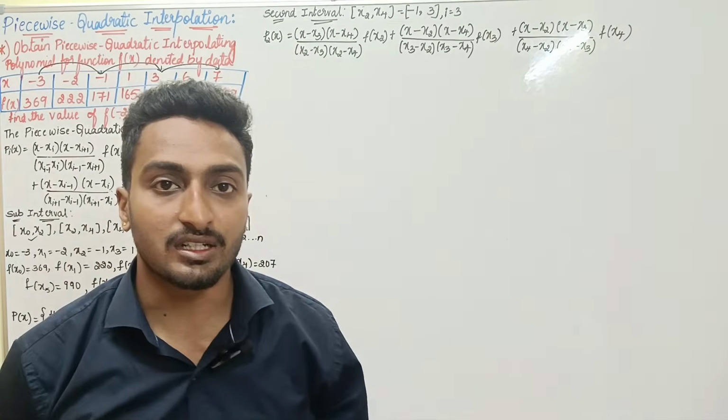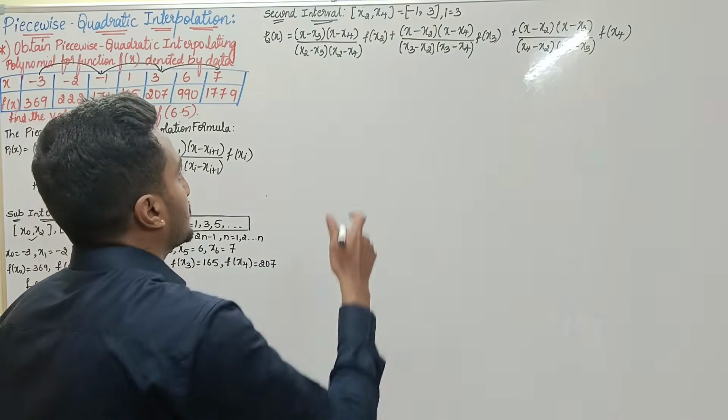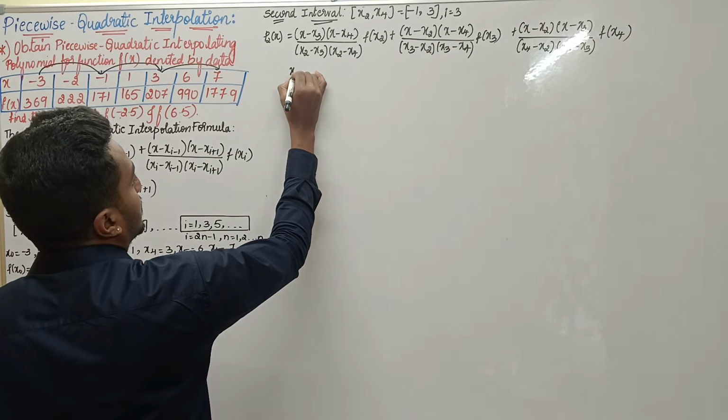Now let us represent the terms which are required for the simplification, starting from x2.